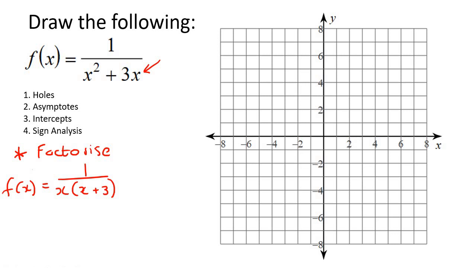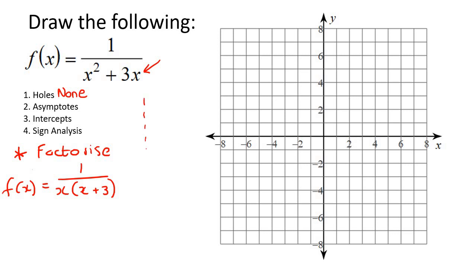Now, if there was something at the top that was exactly the same as something at the bottom, then we would have cancelled that out, and that would have been called a hole. But in this example, there is nothing that is the same at the top and the bottom, so for this example, there are no holes. There will be a hole in the next example that we're going to do after this one, but not for this example. There are no holes.